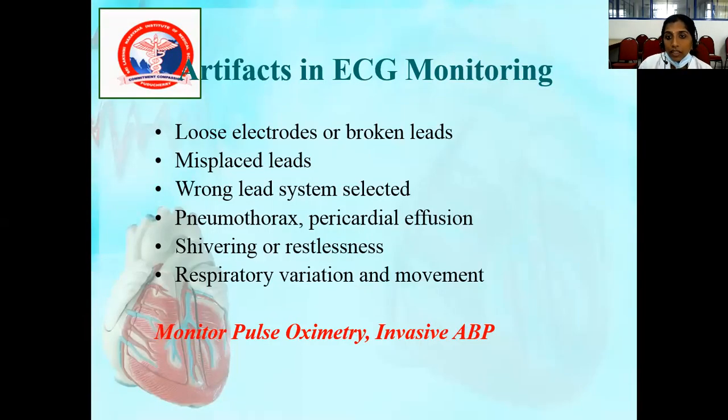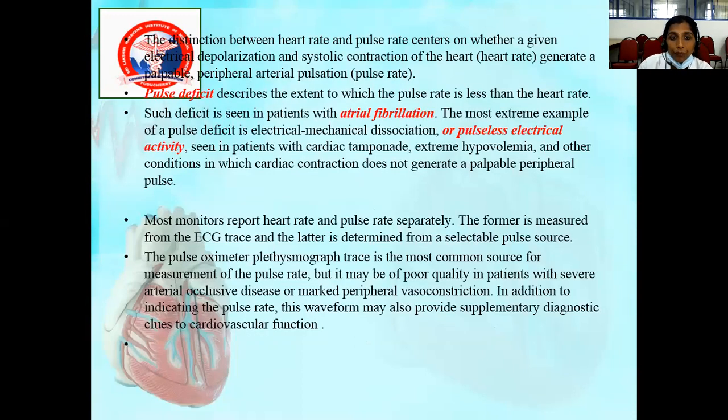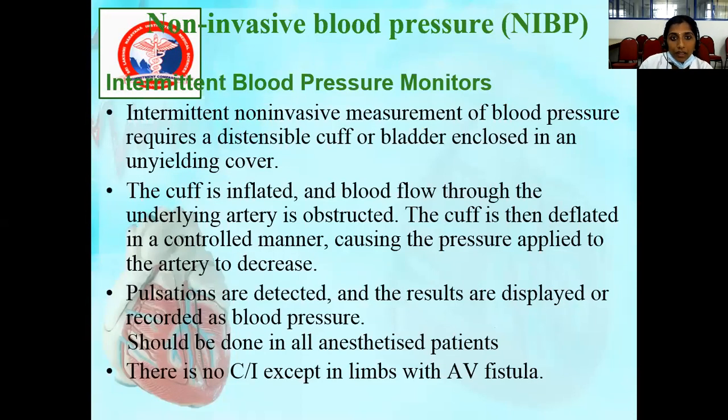Again, in ECG also, we can have artifacts. You can have a loose or broken electrode, or misplaced, wrongly placed leads. And if the patient is shivering or restless, these can affect the tracing. So that was about the ECG.